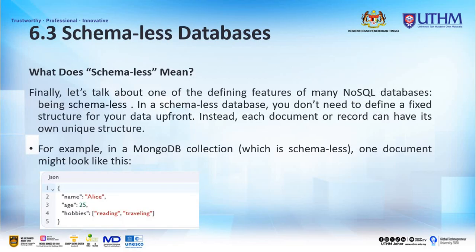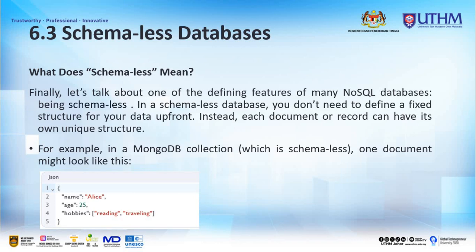Section 6.3, schema-less databases. We have already come across schema-less, and I already explained multiple times about this. Okay, once again, let's see what schema-less databases mean. Finally, let's talk about one of the defining features of many NoSQL databases, being schemaless. We are aware of it. In a schemaless database, you don't need to define a fixed structure for your data upfront. Instead, each document or record can have its own unique structure.